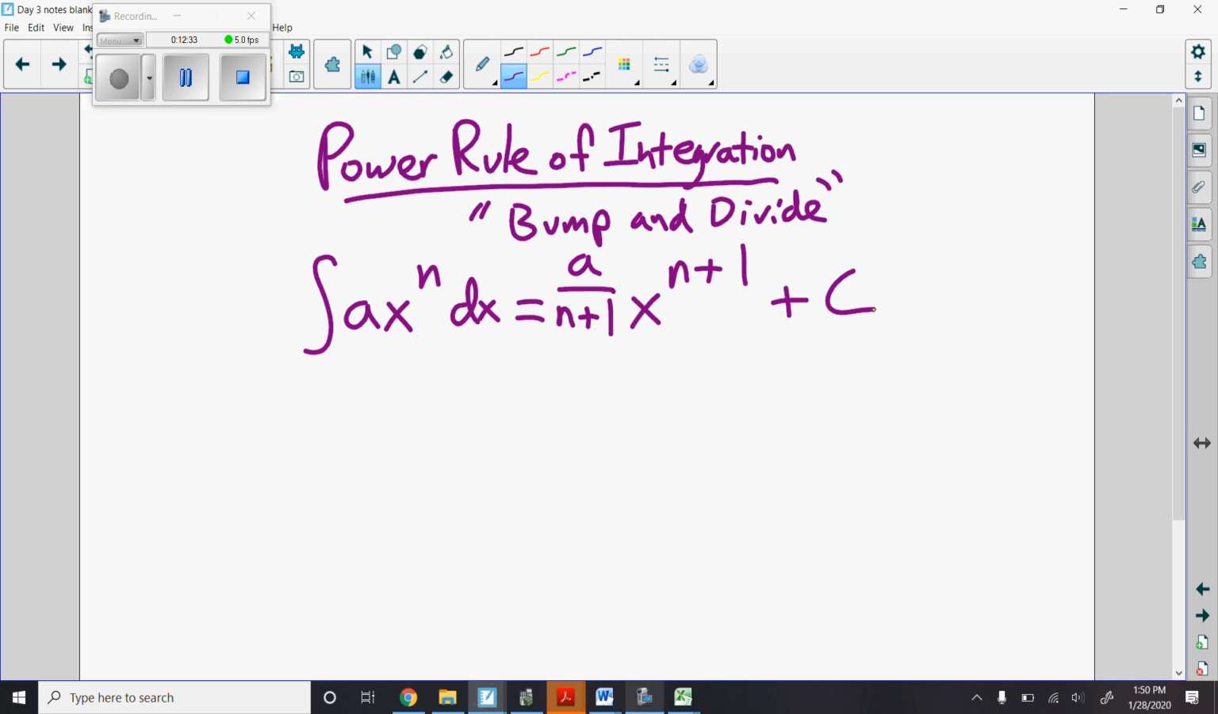So this works for everything except n cannot equal -1. We'll talk about what happens if our n power is a negative one. We'll deal with that in another video down the line. Okay, so let's do some examples.